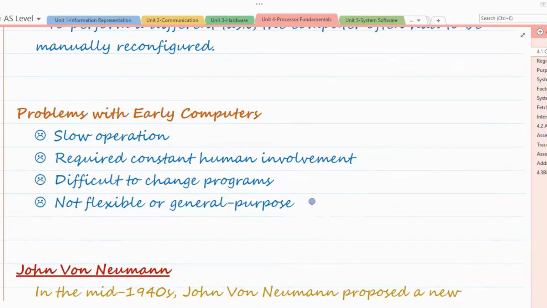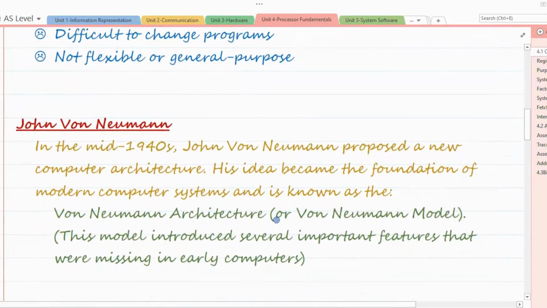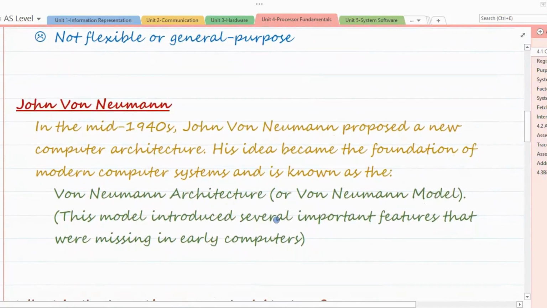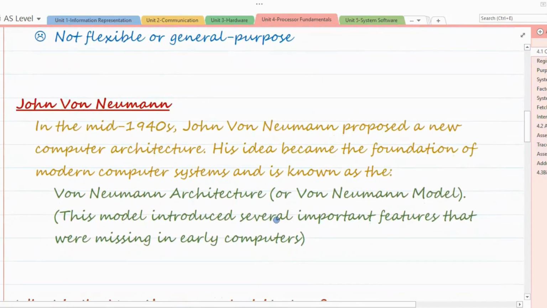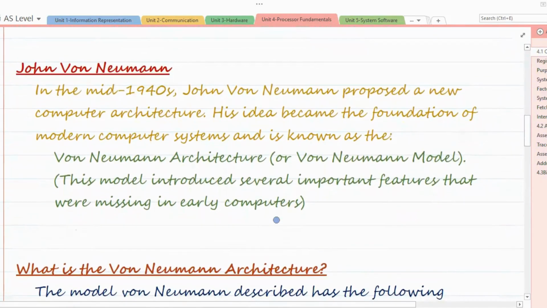Then in the mid 1940s, there was a mathematician named John von Neumann. He proposed a new design for computers. His idea became the foundation of almost every modern computer system. Today we call it the von Neumann architecture. The amazing thing is that even modern laptops, smartphones, tablets, and gaming consoles still follow this basic idea, which was given by John von Neumann.